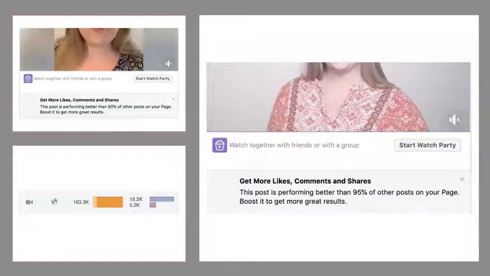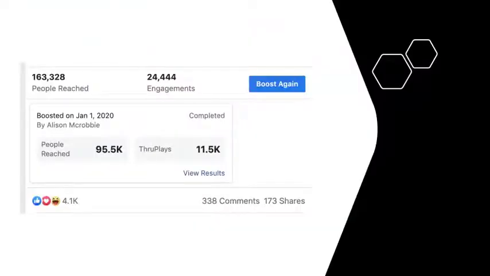And on lots of my campaigns, I've had calls from the marketing department in Facebook that have had a little bit of a snoop around on my advertising platform and kind of said, well, how did you do this? Here is a further example: 163,000 people reached, nearly 25,000 engaged with my post. That's a huge percentage. 11,500 people watched everything all the way through.